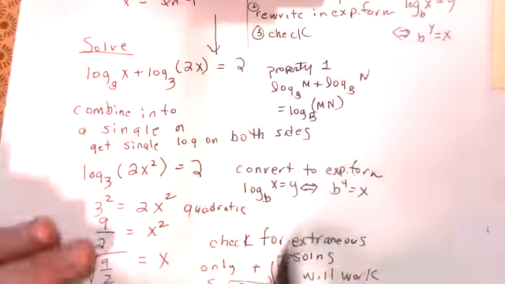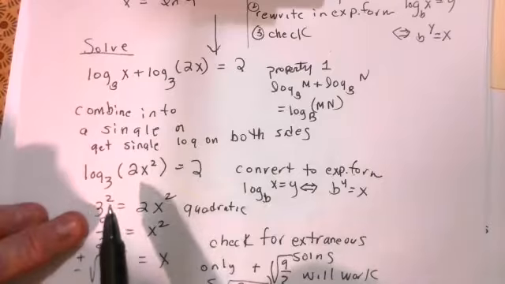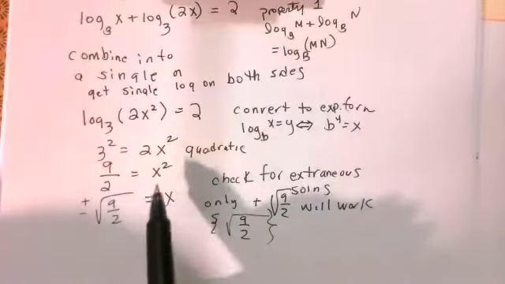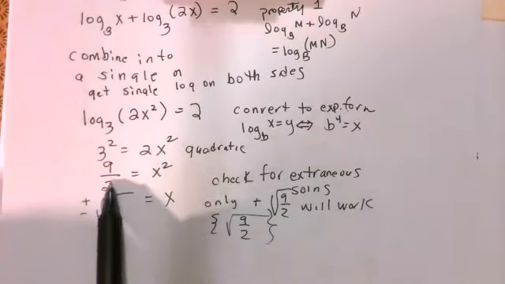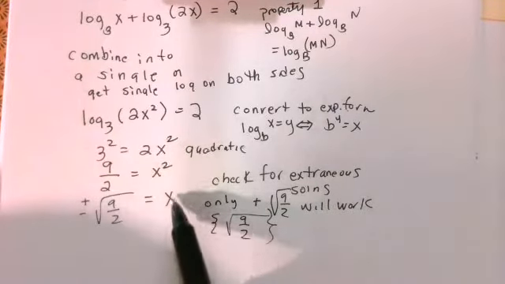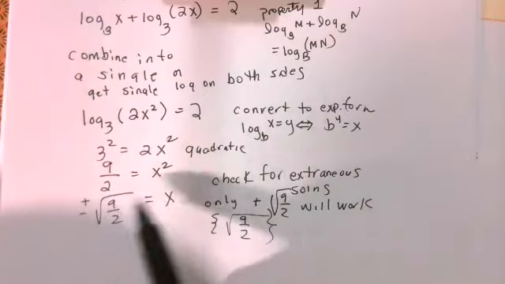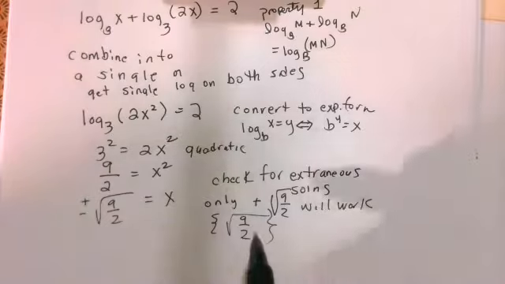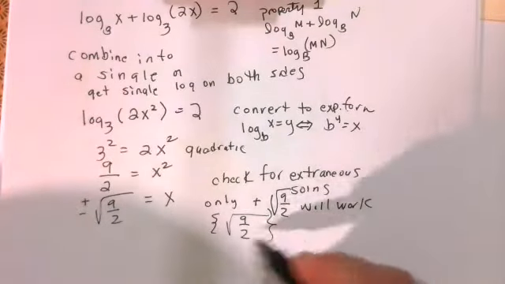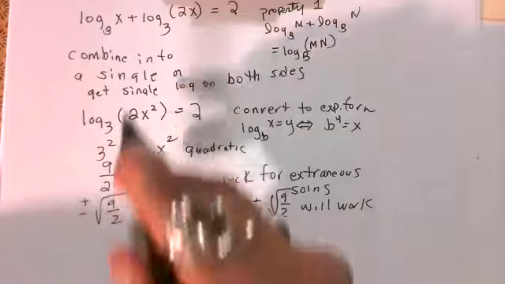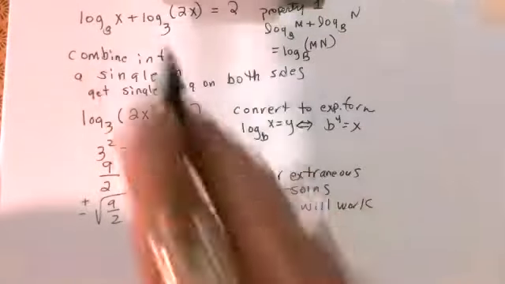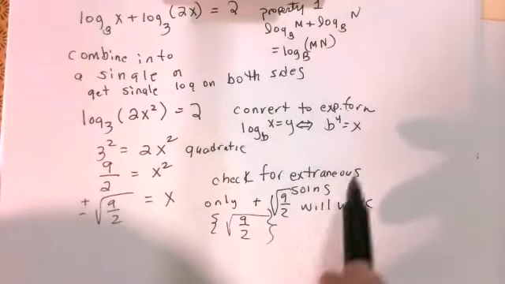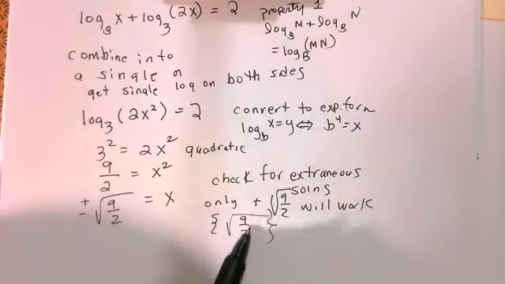Then we want to convert it into exponential form. So the base is 3. 3 squared equals 2x squared. And then we've got to solve that. So this is 9 divided by 2. And then I need to use the square root property and go plus or minus to solve for x. But if you check this, the only solution that will work is the positive square root of 9/2. The negative square root of 9/2 will make you take the log of a negative number. So the negative square root of 9/2 is an extraneous solution. This is the only solution.